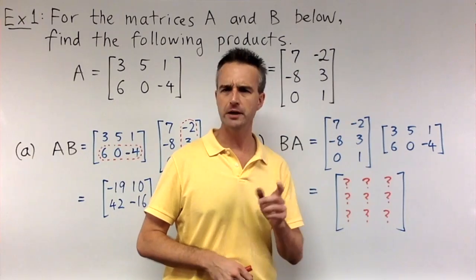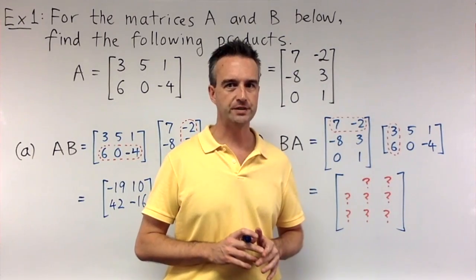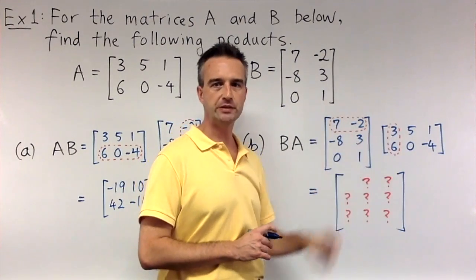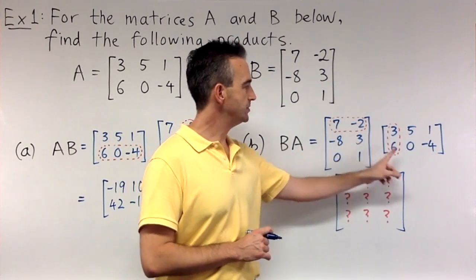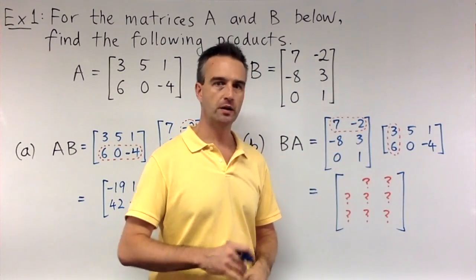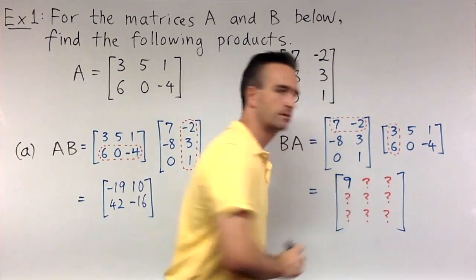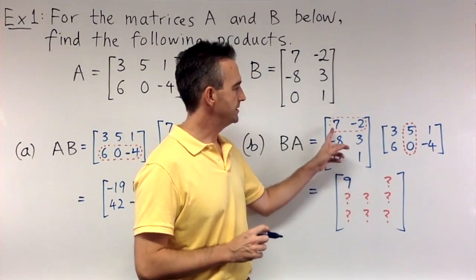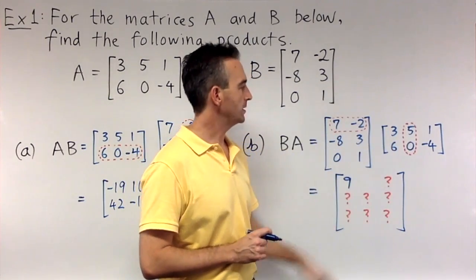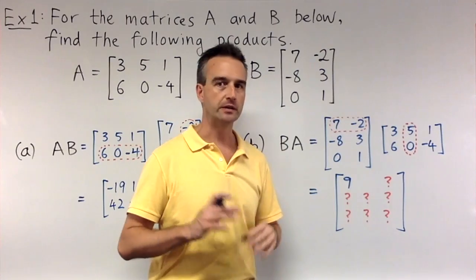We might come back to that later. Let's try this process here. 7 times 3 gives 21. Negative 2 times 6 gives negative 12. 21 minus 12 is 9. Next, 7 times 5 is 35, plus negative 2 times 0 is 0, leaving 35.